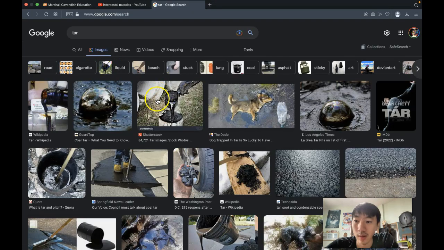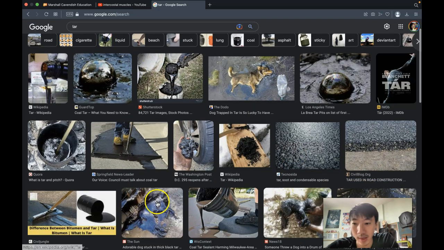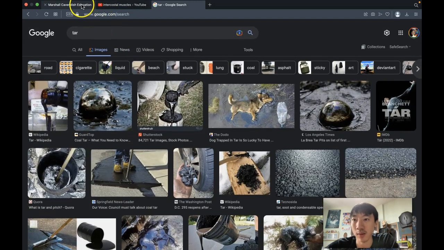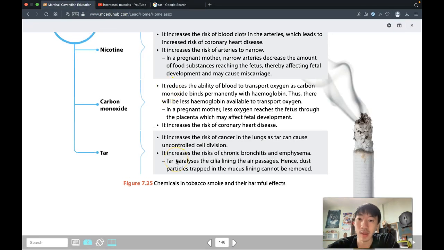Okay, so this kind of substance, tar, is commonly used to build roads. It's a very sticky substance, right? So when a car is driving, what you're driving on is basically tar with other things. This sticky substance will stick onto the cells, and when it sticks onto the cells, it causes the cells to become cancerous. So tar increases the risk of cancer in the lungs, as tar can cause uncontrolled cell division.